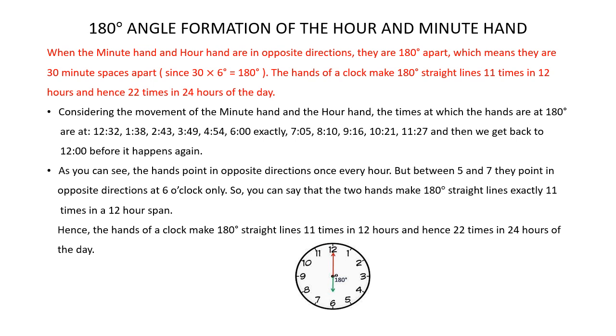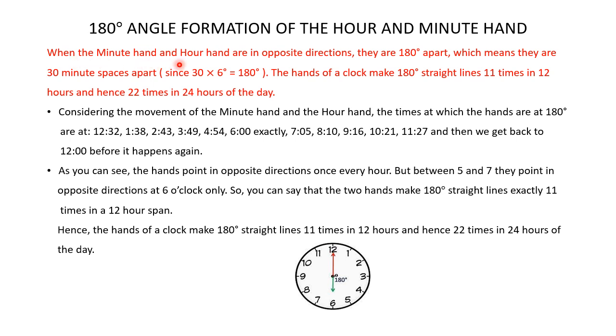Let's now learn about 180-degree angle formation of the hour and the minute hand. Also, let's find out how many times the hands of a clock make 180-degree straight lines in a 12-hour span. Also, let's find out how many times the hands of a clock make 180-degree straight lines in 24 hours of the day.